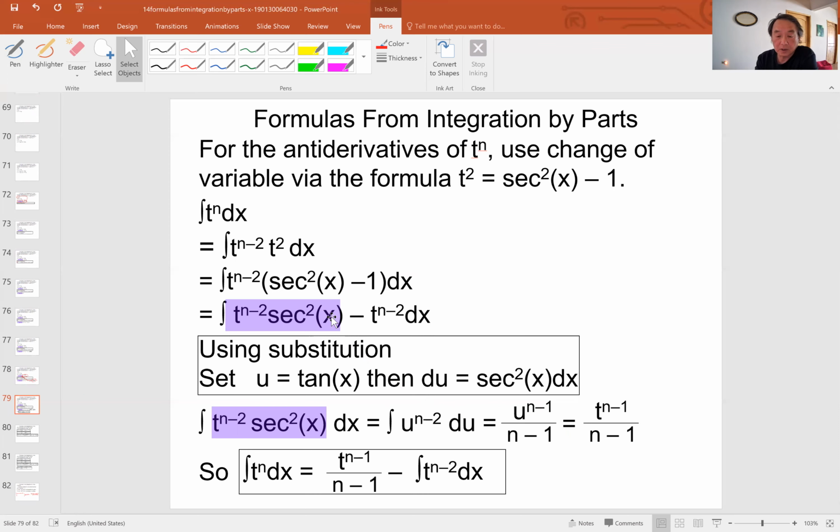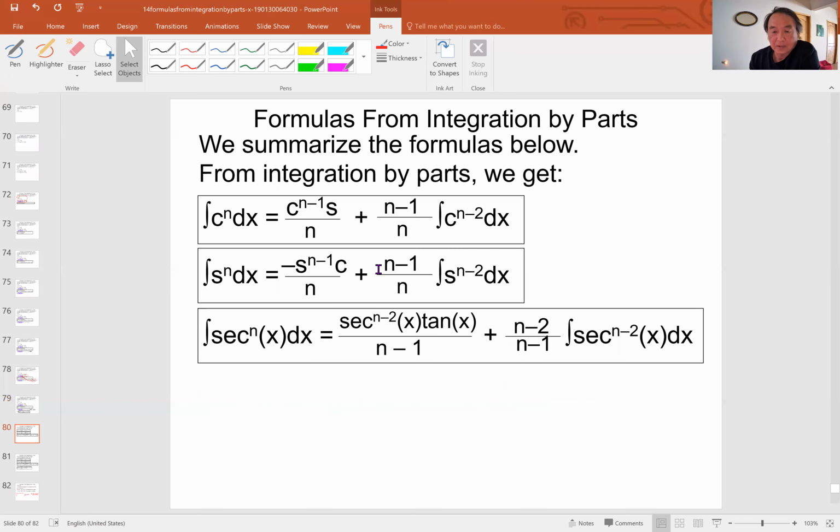And for powers of cotangent, it's the same thing. It almost runs exactly, except instead of using secant square minus 1, for cotangent, cotangent square is equal to cosecant square minus 1, and we get cotangent to the n minus 2 times cosecant square. Yeah, cosecant square. Okay. So this is how we deal with antiderivatives of all the trig functions and all their positive integer powers.